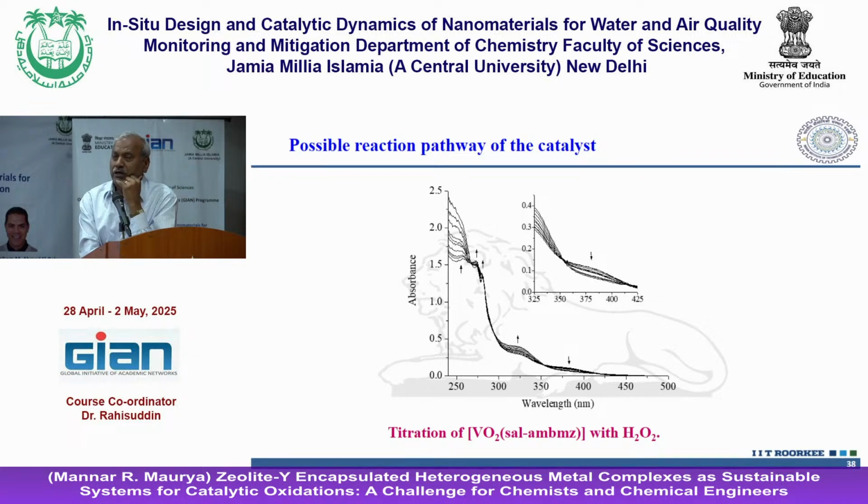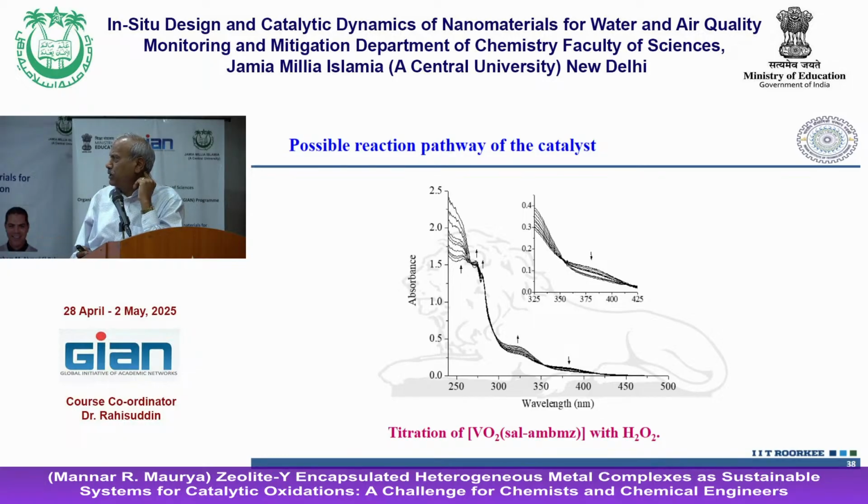We could also record the 51 vanadium NMR, but here the material is not very suitable for 51 vanadium NMR. So, restricted to only this UV visible spectroscopy, but the isosbestic point is very helpful in concluding that the dioxo species is converting into oxoperoxo species, and then the oxoperoxo definitely transfers oxygen to the sulfide, converting it into sulfoxide and sulfone.